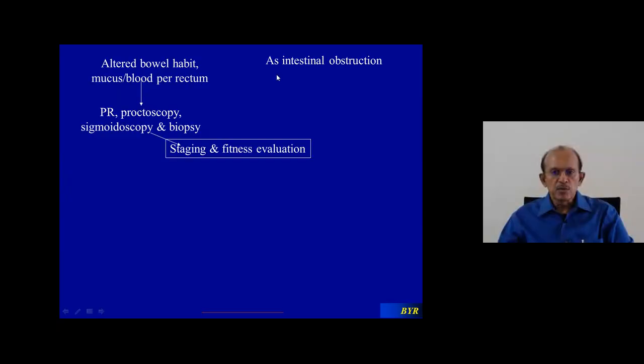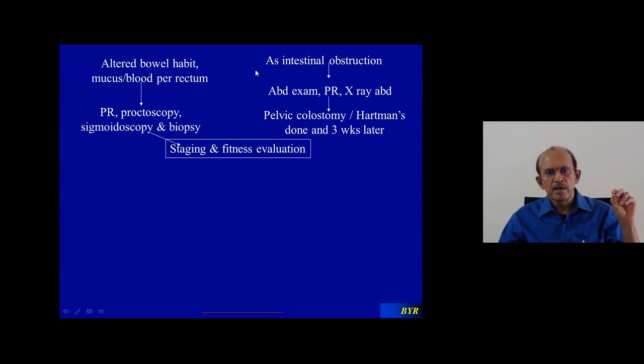Sometimes patients may come to you with acute intestinal obstruction. When you do the per rectal examination, you will find a tumor in the rectum. So you do abdominal examination, per rectal examination, X-ray abdomen, and you do pelvic colostomy or Hartmann's operation because it is acute intestinal obstruction. You can't do radical surgery. You are seeing for the first time a patient with carcinoma rectum presenting with intestinal obstruction, with unprepared bowel. So you just relieve the obstruction by doing a colostomy or Hartmann's operation.